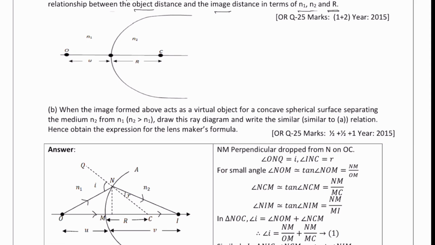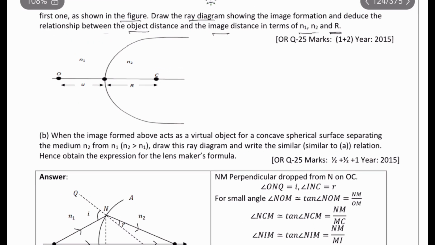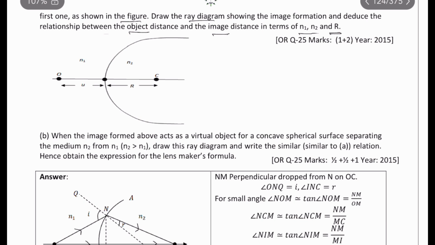Asked in 2015. When the image formed acts as a virtual image for a concave spherical surface separating the medium N2 from N1, N2 is greater than N1. This medium has a higher refractive index than this medium. Draw this ray diagram and write the similar relation. Hence obtain the expression for the lens maker formula. Okay, this is the lens formula.